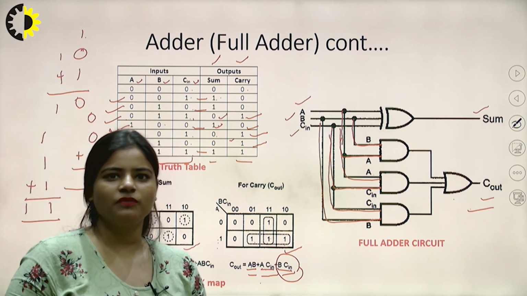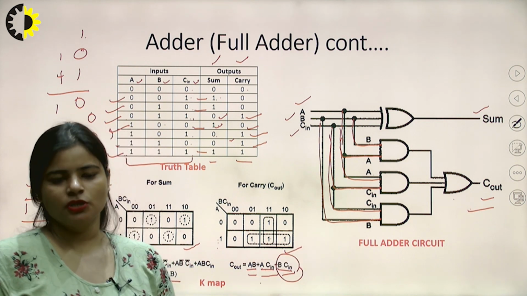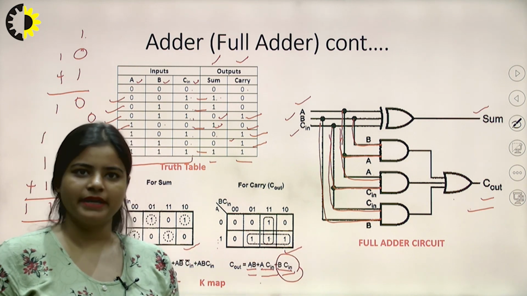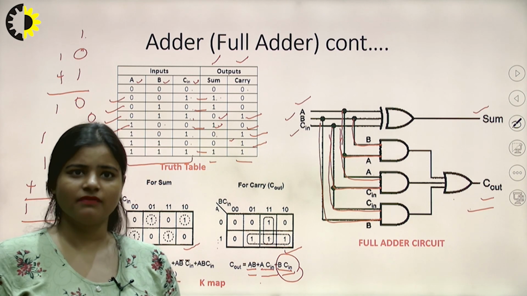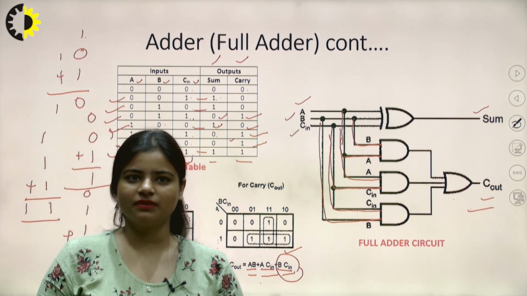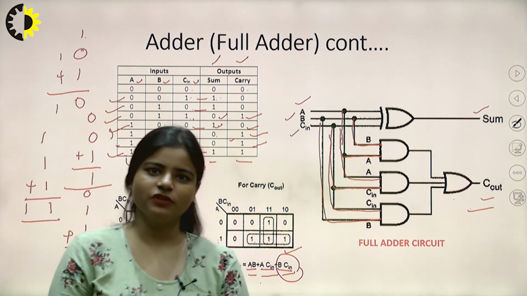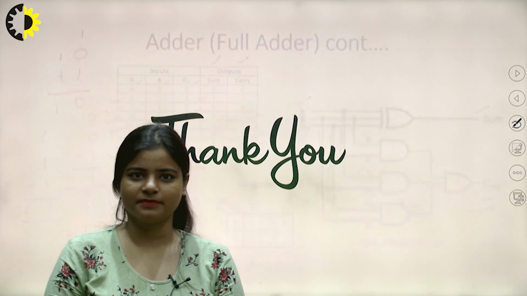So as input we have taken 3 inputs, and in output we have sum and C out. This is the concept of full adder. Now we have learned this, and for today we are going to end here. In the next video we will see the further concepts. Thank you.